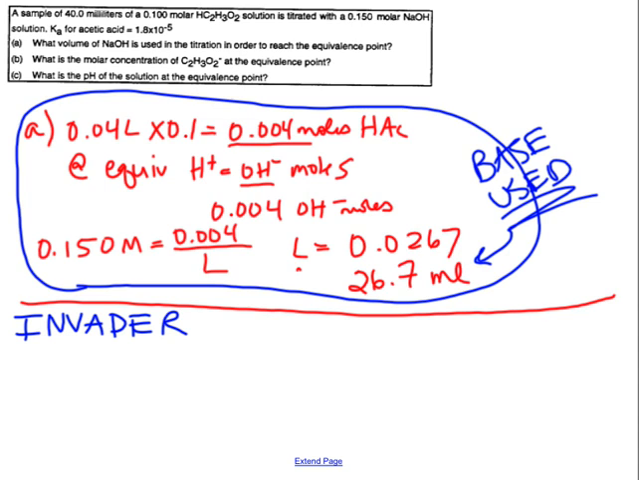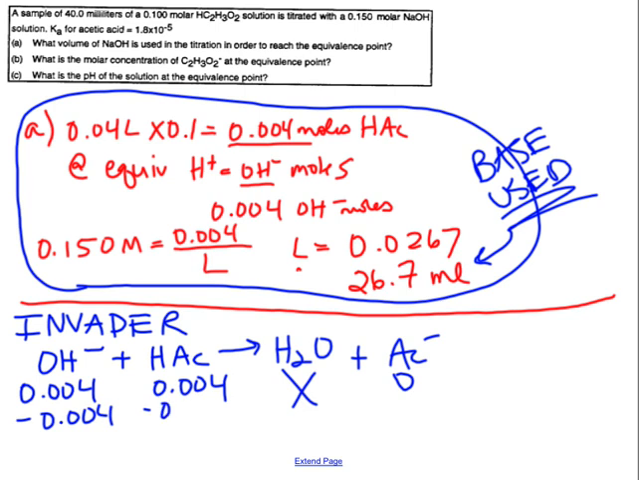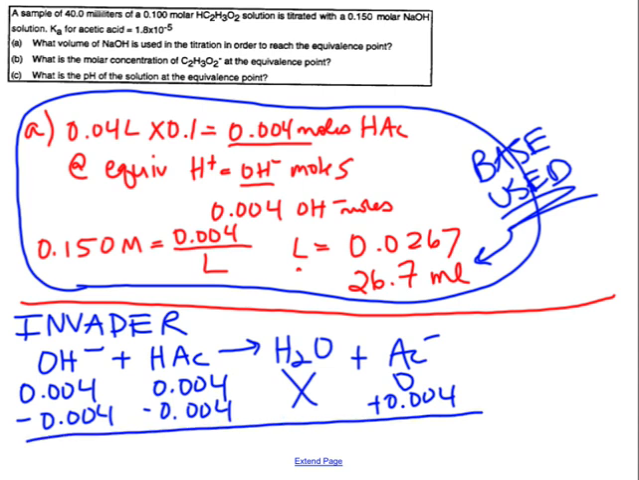So what we need to do to figure out what the concentration of anything is, I don't care what we're talking about, we need an invasion equation. Ooh, that rhymes. So I'm invading my acetic acid with my OH minus, and I'm getting H2O, which I don't care about, and the acetate ion. All right, so remember, at the equivalence point, what's true? My moles of both of these guys are the same. So that's what's going on in my titration. Zero of this yet. I'm going to lose this. I'm going to lose this. And I'm going to gain this.